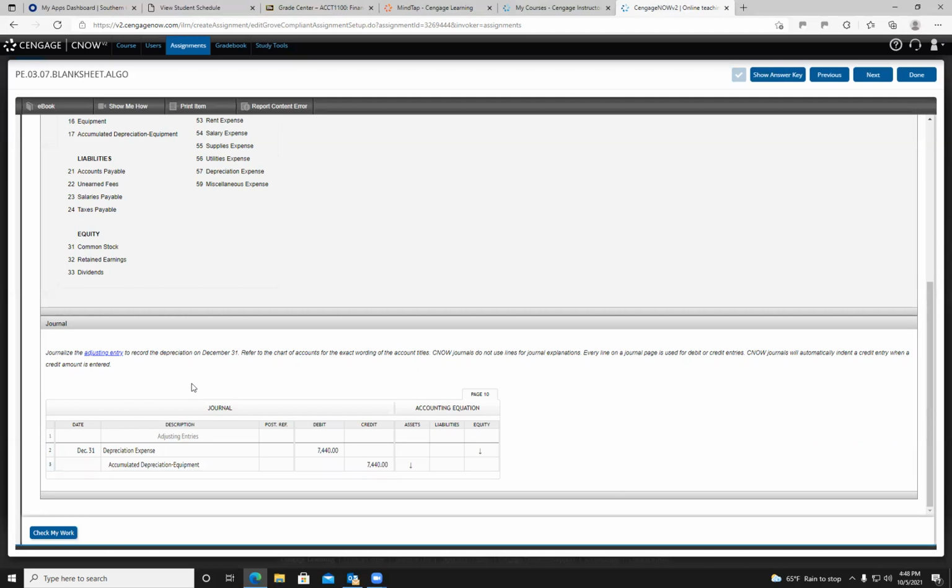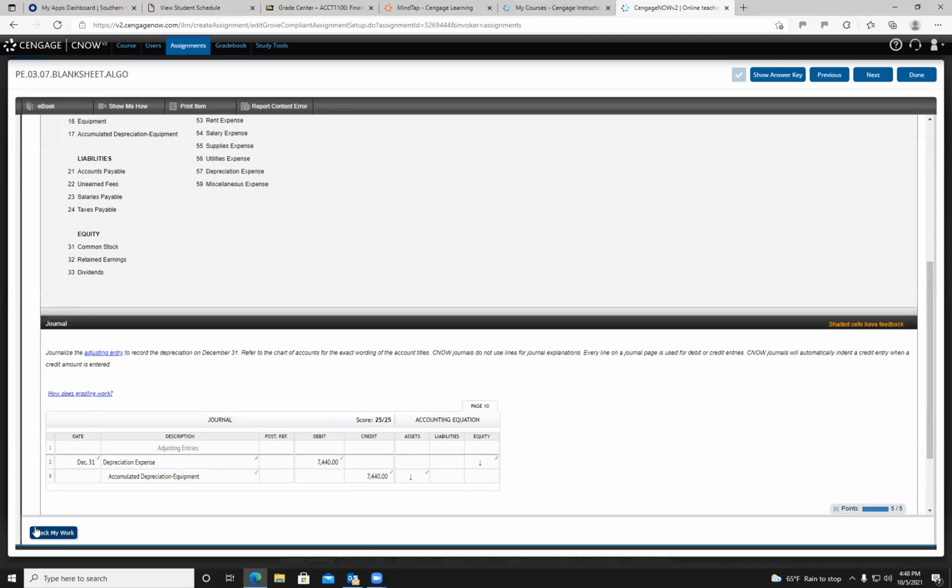So if you look here, the expense, no surprise, does reduce our equity, but your accumulated depreciation also reduces the asset value. So we check our work. Everything's got green checks. Everything looks good.